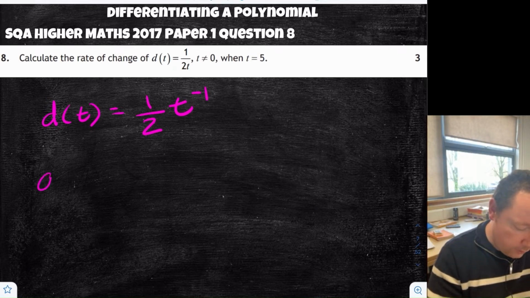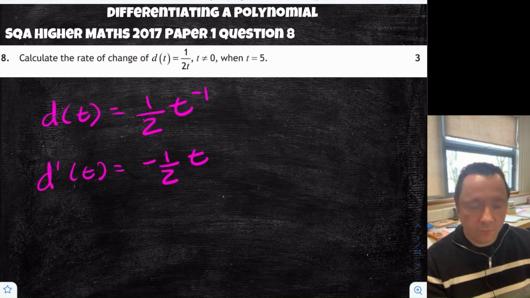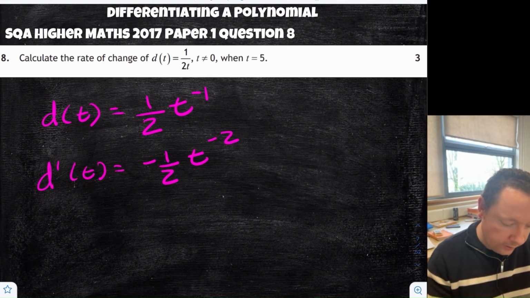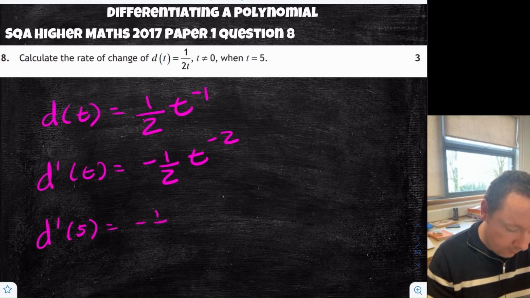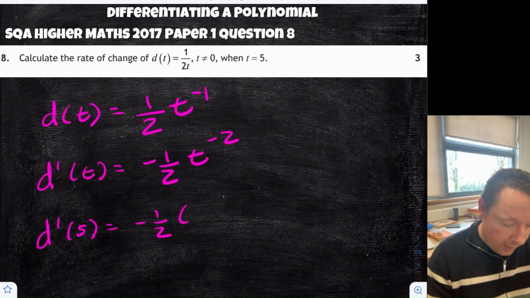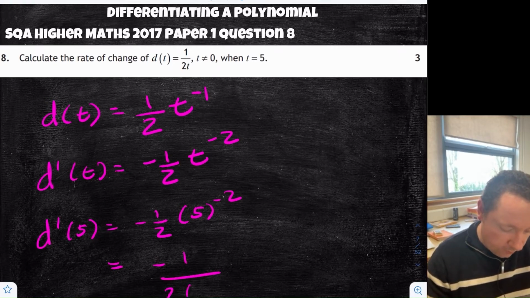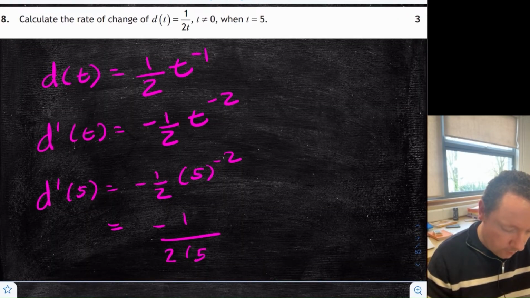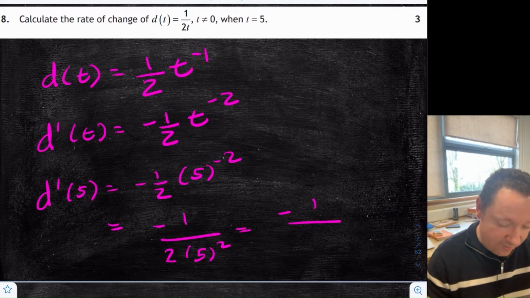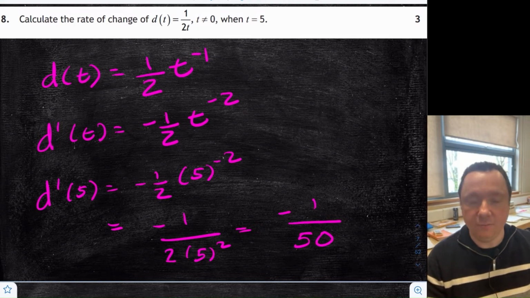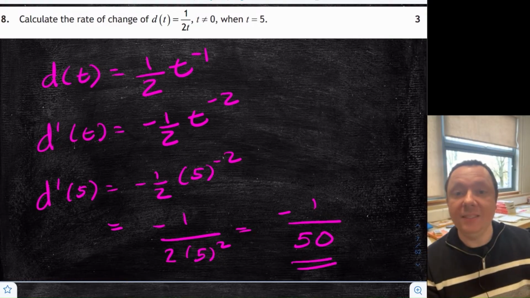Once we do that, dy/dt, take the minus 1 down, so we get minus a half t, take away 1 from the power, we get minus 2, and we have to work it out when t is 5. So dy/dt is equal to minus a half times 5 to the minus 2, or minus 1 over 2 times 5 squared. Minus 1 over 2 times 5 squared is 50. So minus a 50th. Just a note, remember rate of change means differentiate.